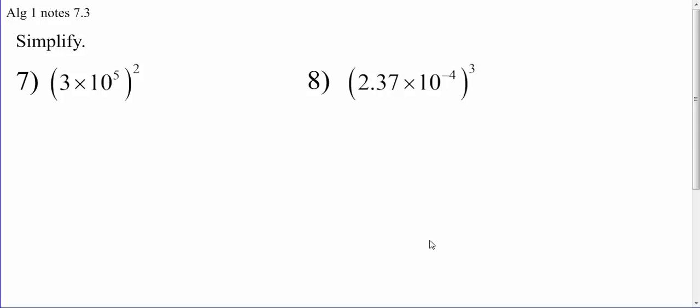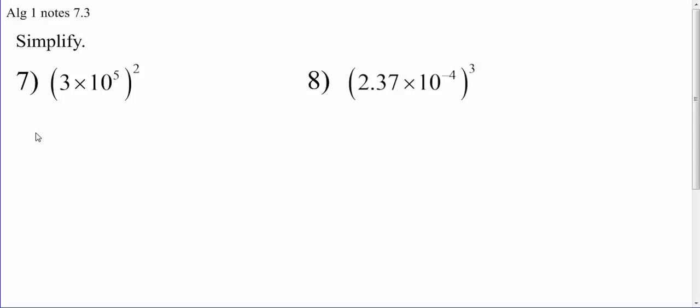All right, let's continue on. If you don't have a calculator handy, you might want to pause the video for just a moment and get one. Although you don't need one on 7, you might want one on 8 and after that as well. So 3 times 10 to the 5th. Scientific notation, fun times. Quantity squared.